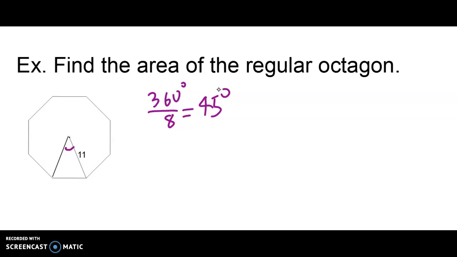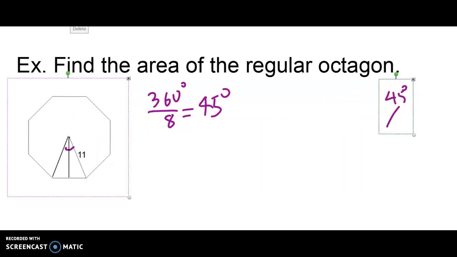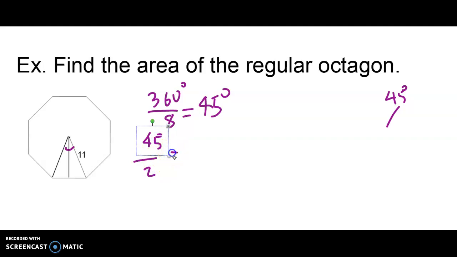Now, don't stop there, because you think that this 45 degrees is special, because that's a 45-degree angle. But then don't forget that the next thing I have to do is draw in my apothem. Well, what is that apothem going to do to that top angle of 45 degrees? It's going to cut it in half. So 45 degrees divided by 2 is 22.5 degrees. So this top angle here is actually 22.5 degrees in my right triangle.